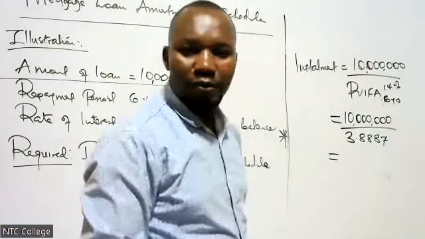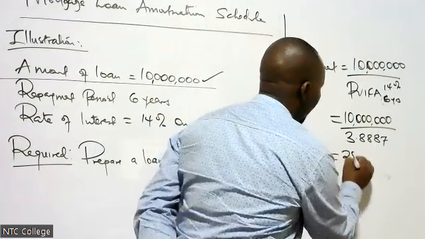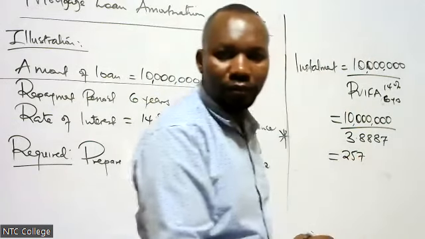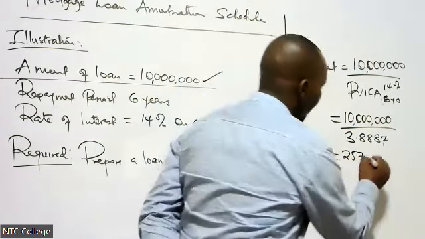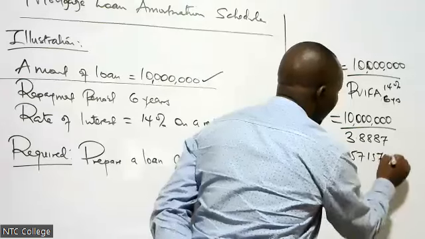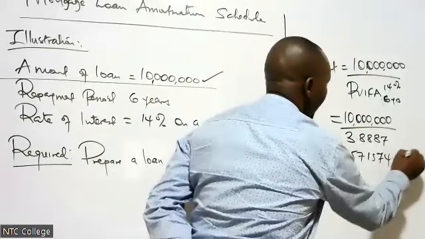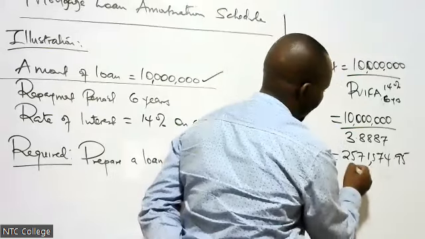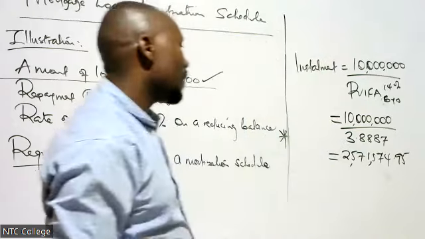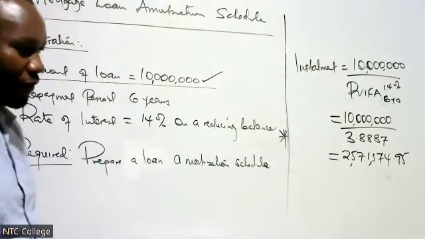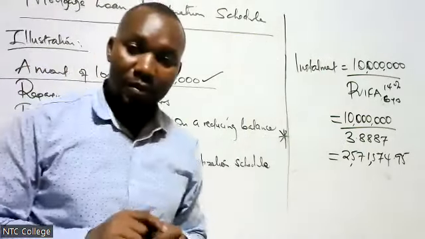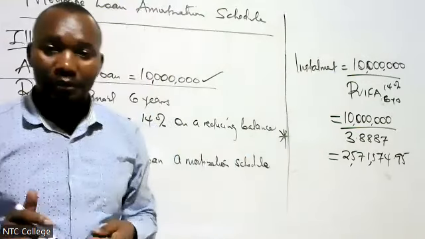So you're going to have 20 to 57, 157, 4.95. So it means that monthly you can be able to pay 2.5 million. That is the first step.